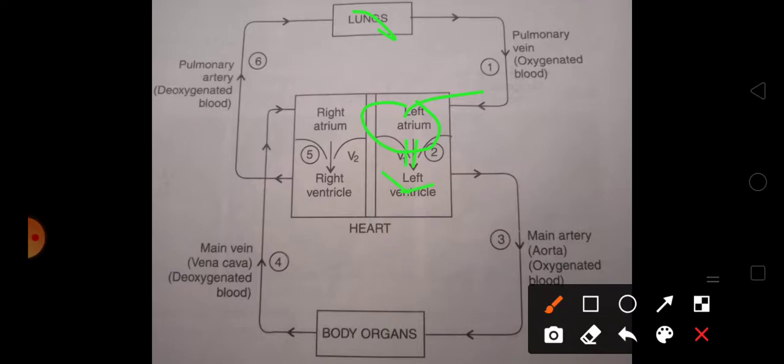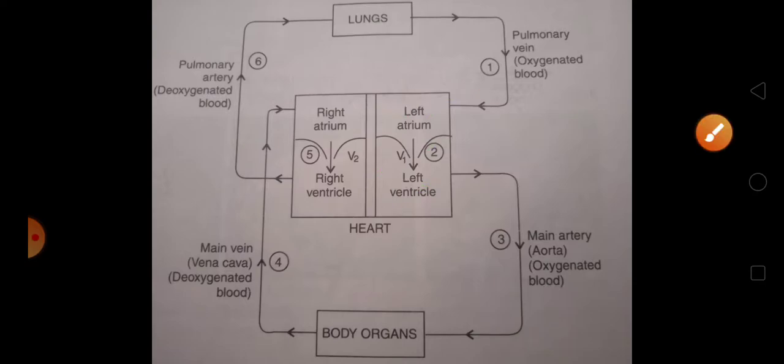ventricle through the valve V1. Through valve V1 it goes into the left ventricle. When the left atrium contracts, the oxygenated blood is pushed into the left ventricle through the valve V1. When the left ventricle contracts, the oxygenated blood is forced into the main artery.